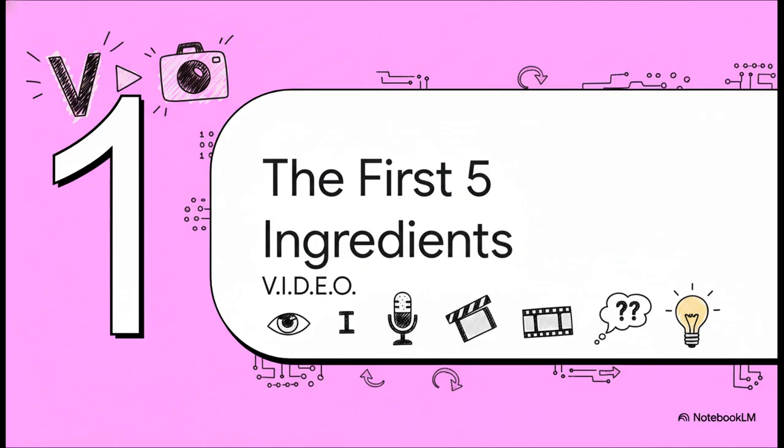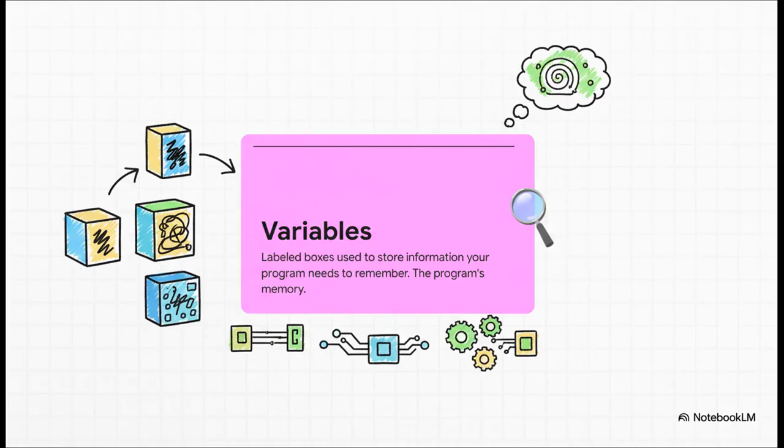The first 5 ingredients actually form a pretty handy acronym, VIDEO. We're going to walk through each one, starting, of course, with V. First up, variables. The easiest way to think about a variable is just as a labeled box. You give the box a name, and then you put some information inside it for the computer to remember for later. It's basically the program's short-term memory.